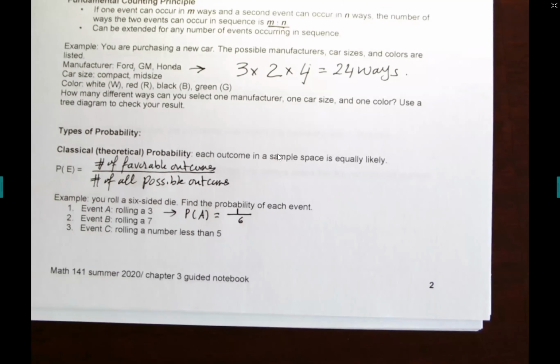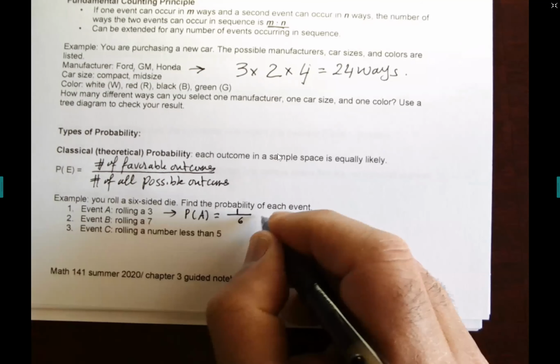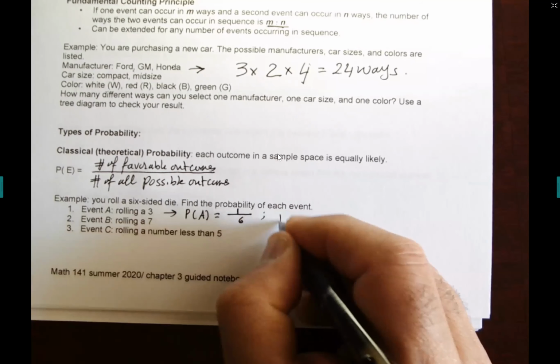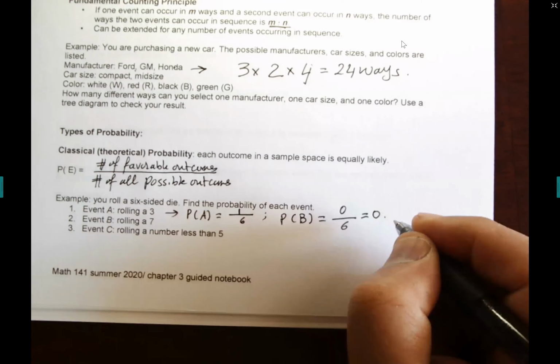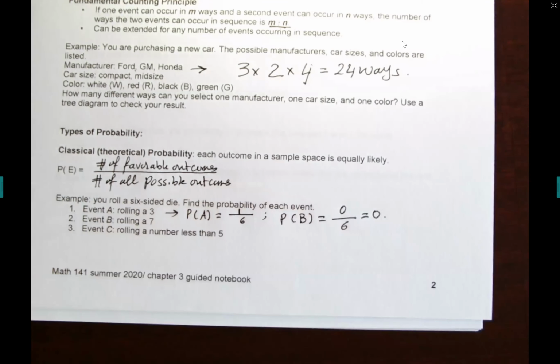What's the probability of rolling a 7, guys? It's always 6 at the bottom. Who knows the answer? Is there a 7 on the face of a die? 0. Yes, I agree. You cannot get a 7, that's impossible. So if someone invites you to play this game, don't play it because you know you're going to lose every time. Rolling a number less than 5, that's event C.